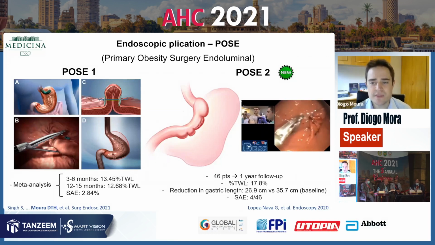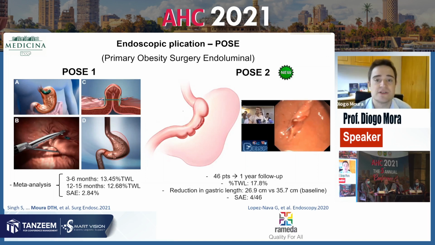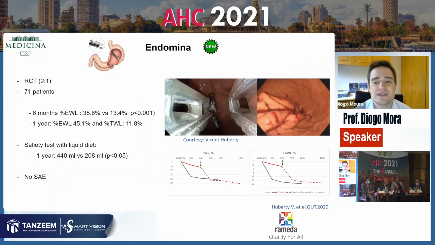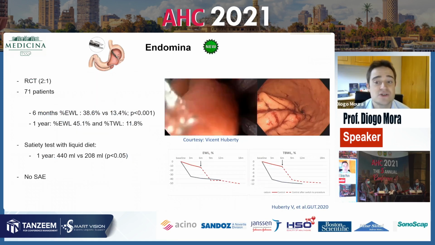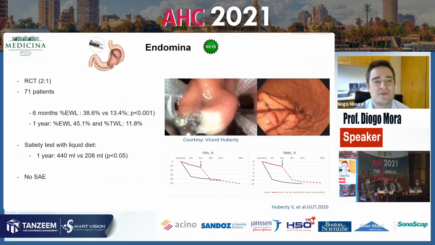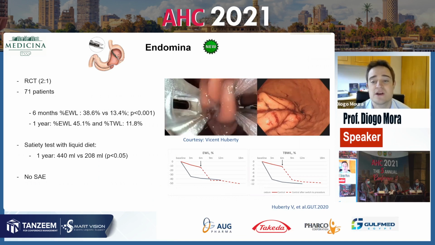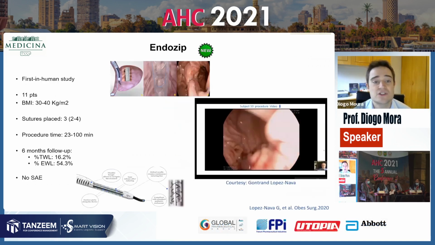The POSE 2 application is focused on the gastric body, on the greater curvature. In this study from Gonzalo Navas, you can see almost 18% total weight loss, very similar to endoscopic sleeve gastroplasty. Endomina is another application device. You grab the tissue, bring it inside this tower, and then pass the suture. The technique is a little different from the POSE 2, and the results are interesting. You can see a total body weight loss at 1 year of 12%, a little lower than ESG and the POSE 2.